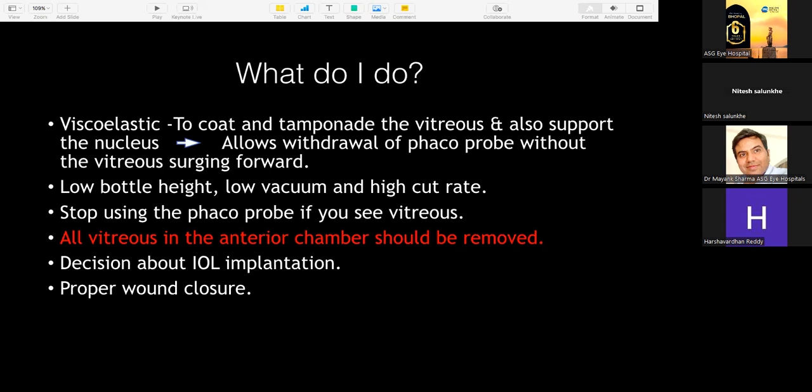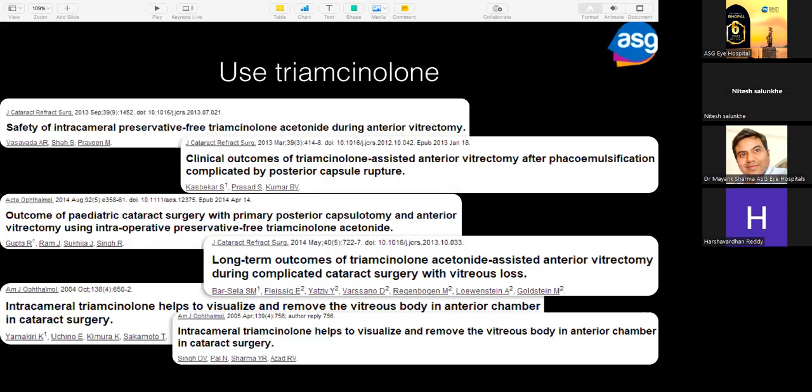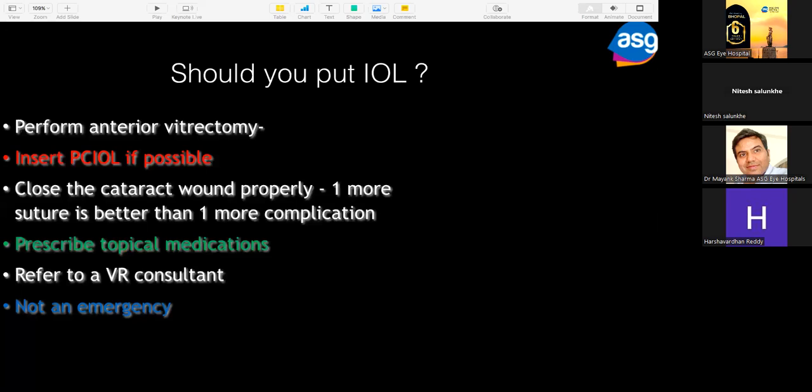After that, the other most important thing is a proper wound closure. When you have a PCR with even minimal vitreous disturbance, you should make it a point to suture the wound. It's not going to do any harm. Some anterior segment surgeons are reluctant in using intracameral triamcinolone, but there are many studies proving the safety and efficacy of triamcinolone for anterior vitrectomy.